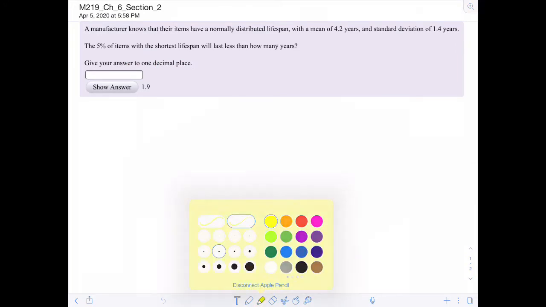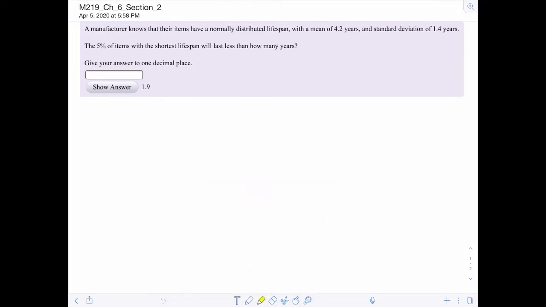So let's go ahead and highlight a couple of things. Knowing that we have a normally distributed lifespan, we know the distribution, right? And we know the mean will be 4.2 and the standard deviation is 1.4 years. So the first thing I want to do is go ahead and draw a figure.